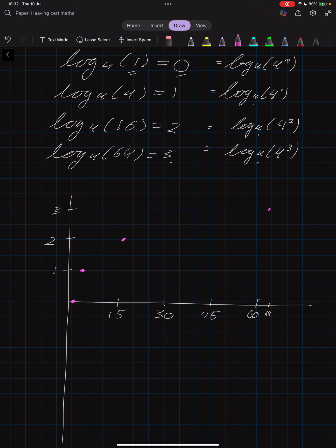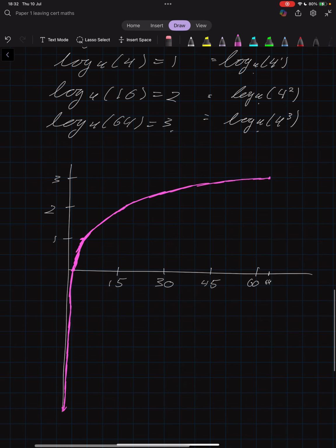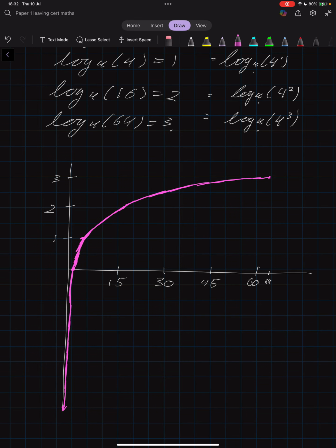So this is what the graph would look like. And remember, this keeps getting closer and closer to the axis, but it never actually hits it. And that'll go down forever. All right. So that is that.